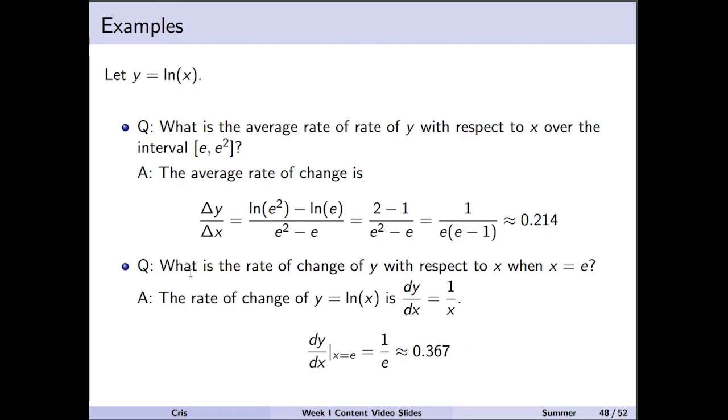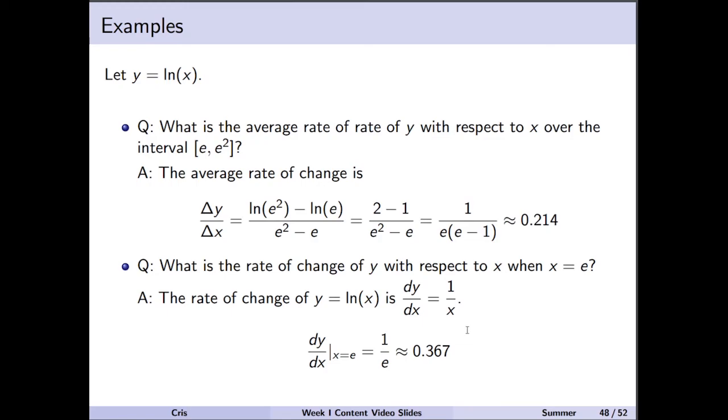Question number 2 does not ask for the average rate of change, it asks for the rate of change. So we have to know to use a derivative. What is the rate of change of y with respect to x when x is equal to e? Well, the derivative of the natural logarithm is 1 over x. So when x is equal to e, we plug in e for x, and the rate of change of y with respect to x when x is equal to e is 1 over e, which is about 0.36.